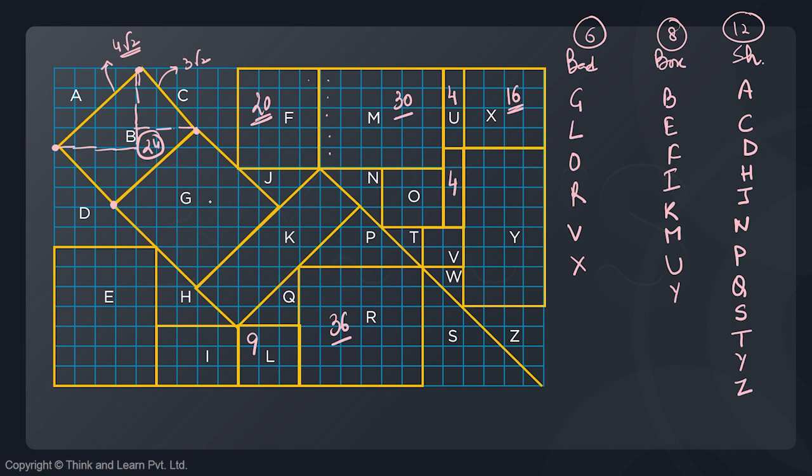Is there any other way of doing that? Yes, there are other ways as well through which we can do this. Let me talk about that other way as well. How can I find out the area of this B?